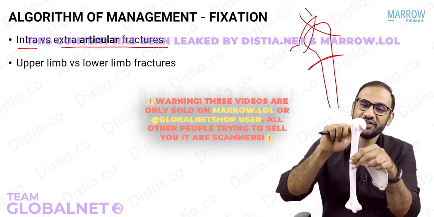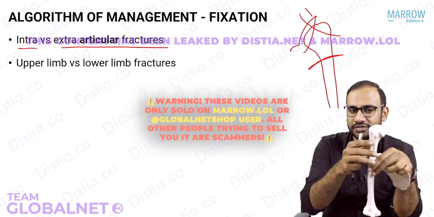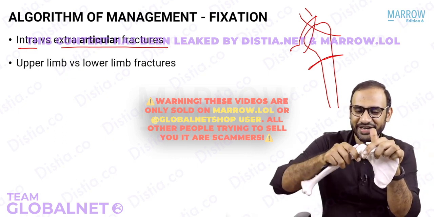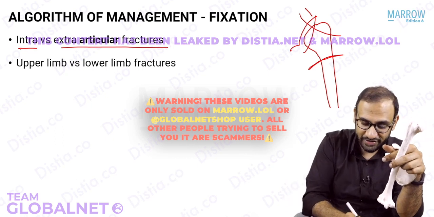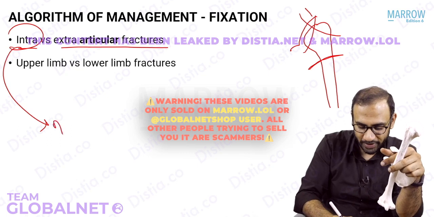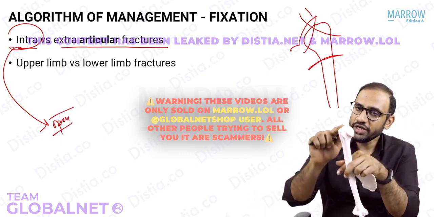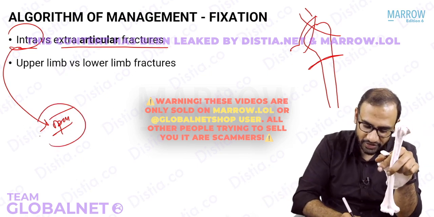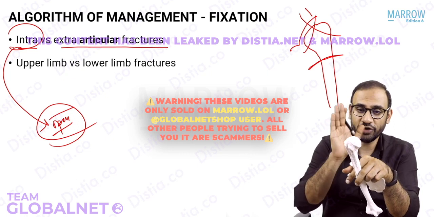So obviously, which of these two fractures require accurate reduction? Tell me. Intra-articular fractures, right? So intra-articular fractures require accurate reduction. So for all intra-articular fractures, what type of reduction will you prefer? Open reduction, right? I'll give you the algorithm, but please try to understand. So all intra-articular fractures, what will be the technique of reduction? Open. And now since you have already surgically opened it to reduce it, why not fix it inside?